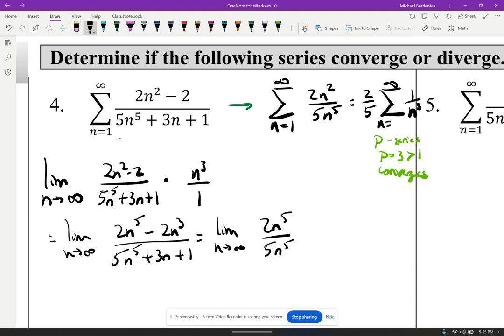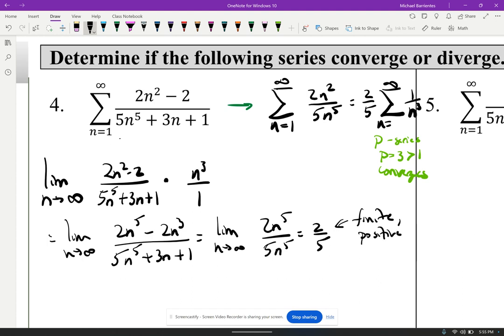You could also do L'Hopital's rule and take the derivative of the top over the derivative of the bottom, but you would have to do that multiple times. So instead, since n is approaching infinity, the leading term in the numerator is going to determine the top, and the leading term in the denominator is going to determine the bottom. But it just so happens that, look at this, I can reduce the n to the fifths, and I'm left with 2/5. That is a finite positive answer.